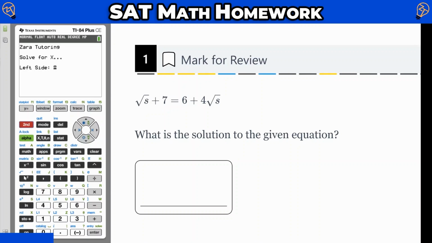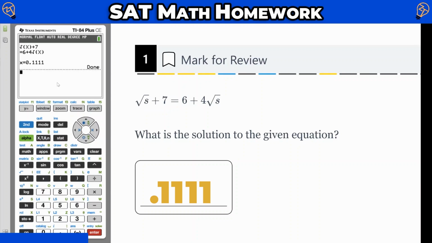So let's go ahead and type in the left side, and it's important that you close the parenthesis. Otherwise, it's going to think the square root of, in this case, x plus 7. So we'll type in everything else, and then on the right side, we have 6 plus 4 root x. In that case, I don't really have to close it, but I will anyway. And we get our answer.